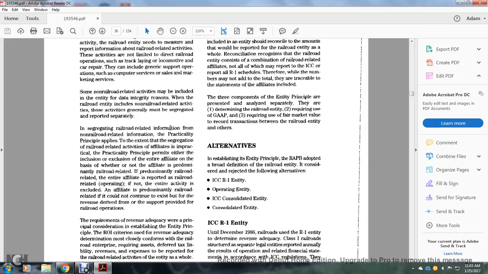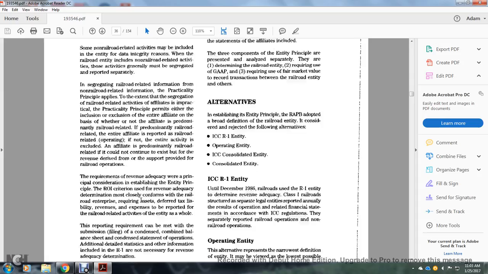In segregating railroad related information from non-related information, the practicality principle applies. To the extent segregation of the railroad entity's affiliates is impractical, the practicality principle permits either the inclusion or exclusion of an affiliate on the basis of whether or not the affiliate is predominantly railroad related. If so, the entire affiliate is reported with the railroad operations. If not, the entire activity is excluded. An affiliate is predominantly railroad related if it cannot continue to exist without the revenue derived from, or the support provided by, the railroad operations.